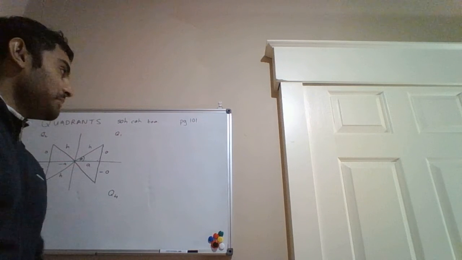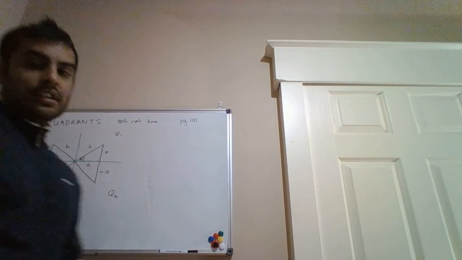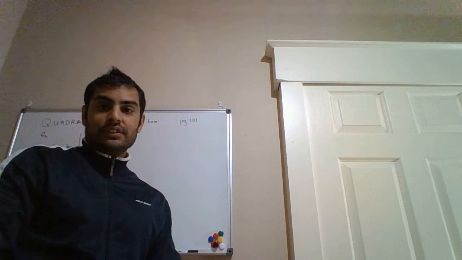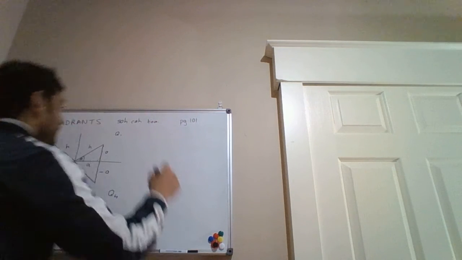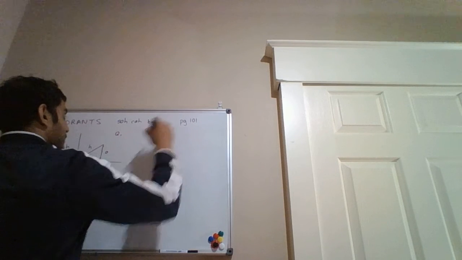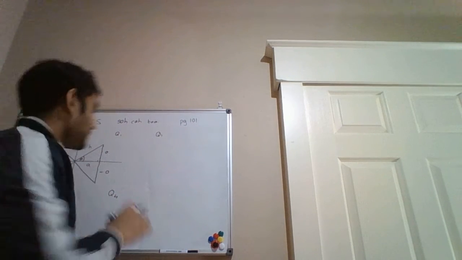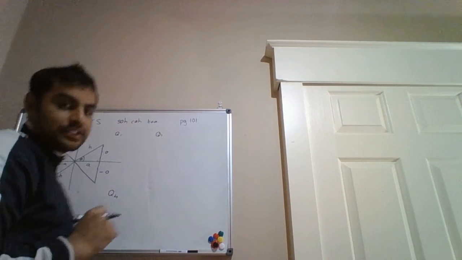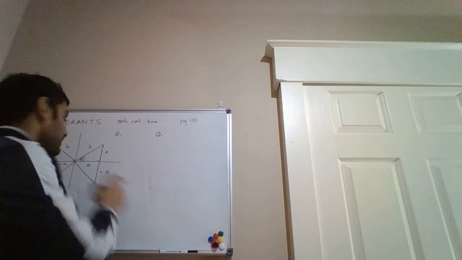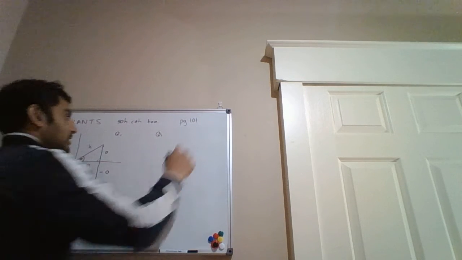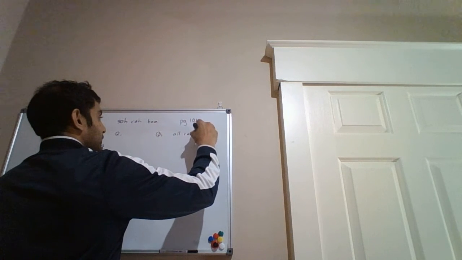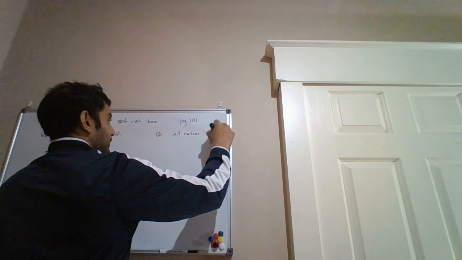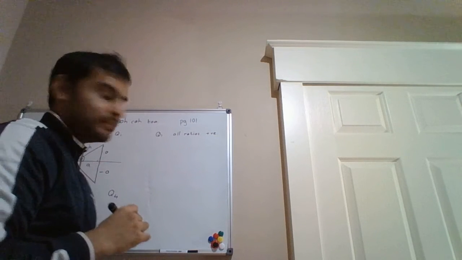So how does this impact our trig ratios? Let's start off with all the ratios that are positive in each quadrant. For the first quadrant, opposite is positive and adjacent is positive. Hypotenuse is always positive. So all ratios are positive in this region.